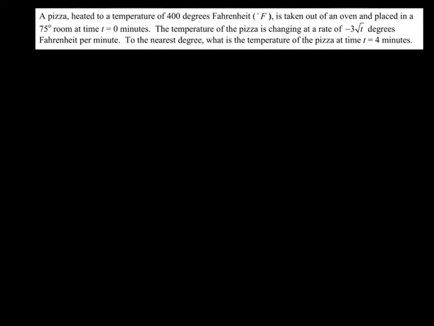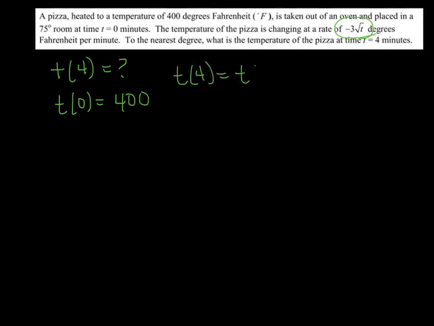All right, so if you look through, we have to unpack what we need. Well, I know that I want to find the temperature at 4 minutes. That's what I want. I also can tell that my initial condition, the temperature of the pizza at 0, is 400 degrees. Okay, so that's important that it's the temperature of the pizza, not the room. And I can tell also that I have this rate here, and that's what I'm going to go ahead and integrate. So that's going to find out what's changing, how much has changed. So I would say what I want is T of 4, and that's equal to the initial condition, T of 0, plus the integral from times 0 to 4 of the rate -3 root t dt.